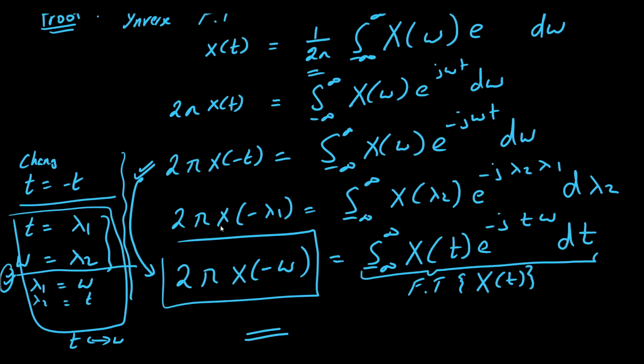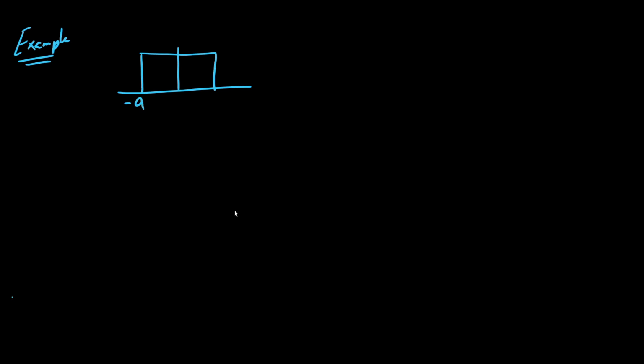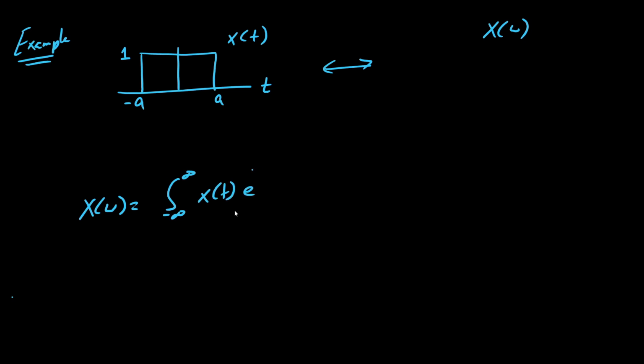So after the proof, let us now look into some examples of the duality property. Let us say in the first example, we are given a function which is a rectangular function. It starts from minus a and terminates at a, and it has an amplitude of 1. So this is our x of t. As a first step, let us formally find the Fourier transform, that is x of omega. And we know that x of omega is an integration from minus infinity to infinity of x of t e to the power minus j omega t dt.